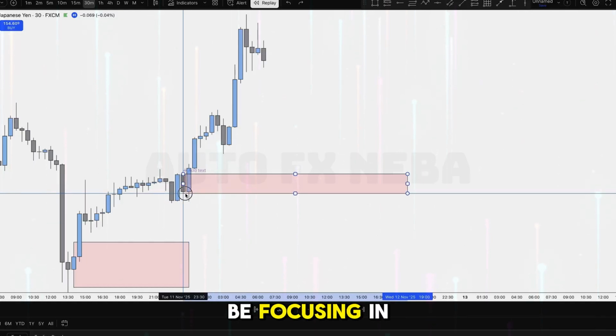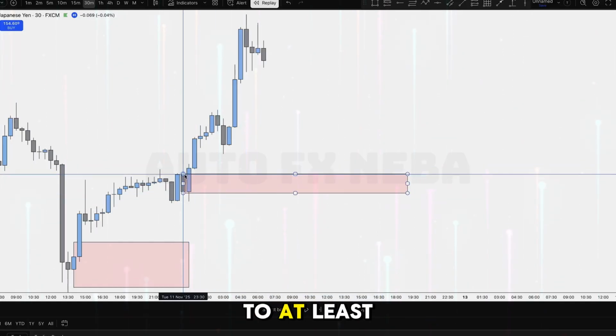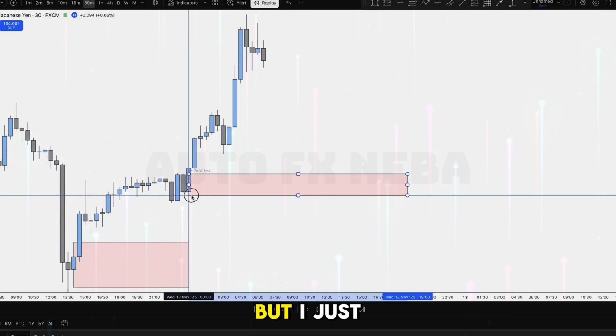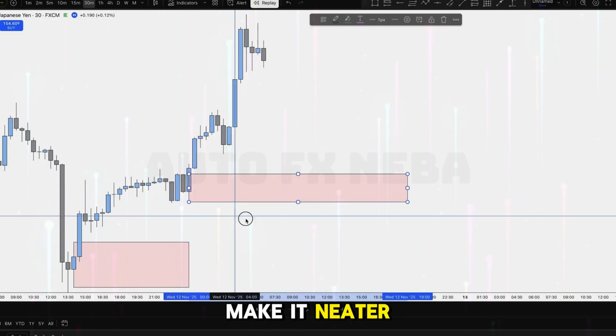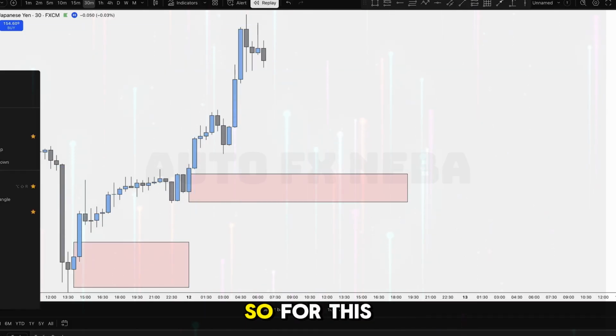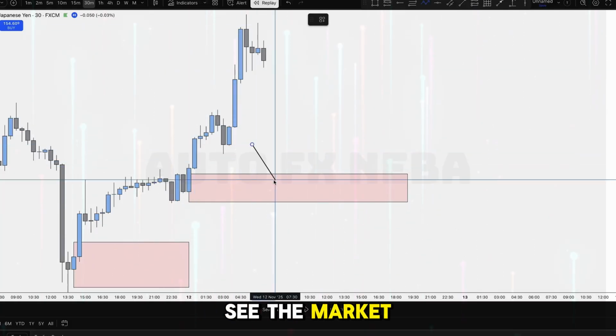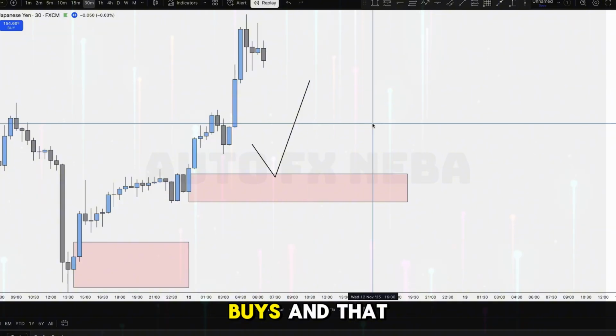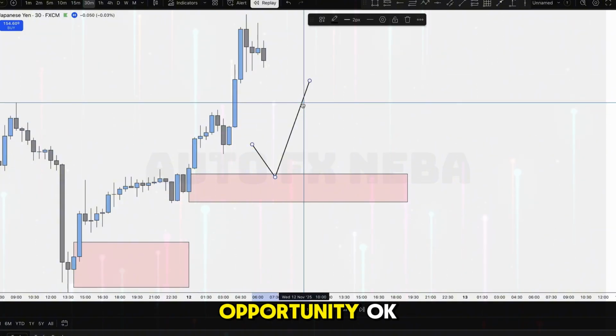Basically, I will be focusing in on this gray candle. I want it to at least meet this gray candle, but I just cover this wick too, number one, to make it neater. Number two, to account for the low that's been printed before the impulse away. So for this one, I would then want to see the market return into there to take any buys, and that would set me up for my opportunity, okay?